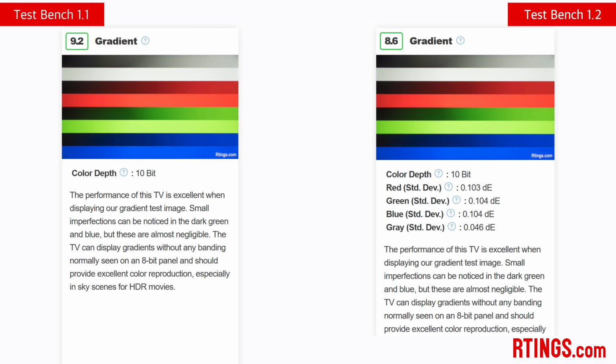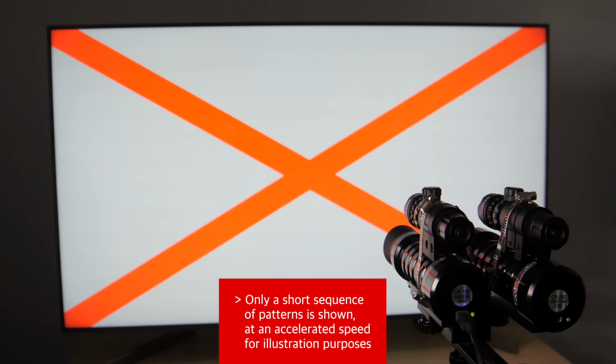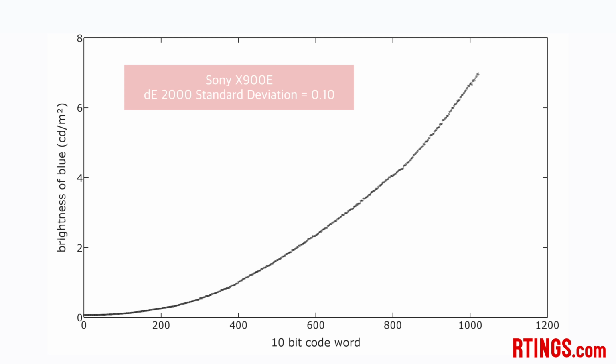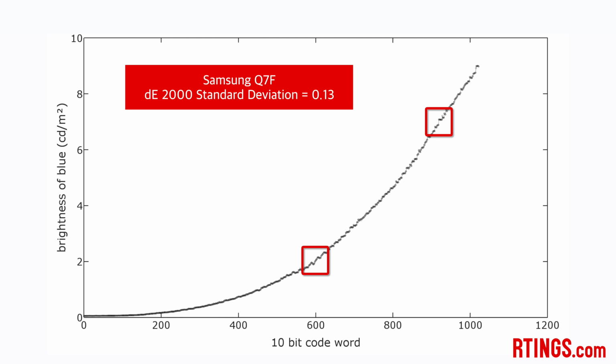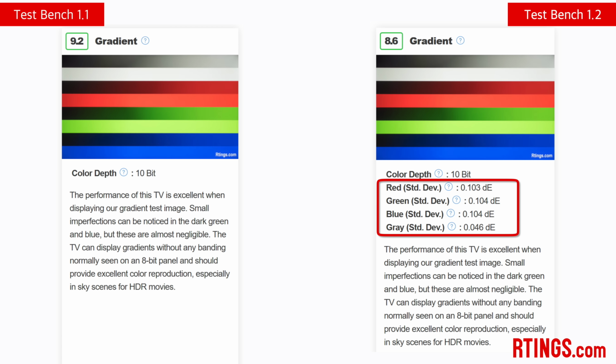The gradient test has been updated completely to measure gradient performance objectively. A sequence of 4,096 points are evaluated, one for each 10-bit code word in red, green, blue, and gray. Using this data, we then use the D2000 color difference metric to identify the perceivable difference between successive points. Large differences create noticeable color banding in gradients such as skies. The standard deviation of these color differences provides an indication of the magnitude of banding, so lower numbers for red, green, blue, and gray standard deviations is best.